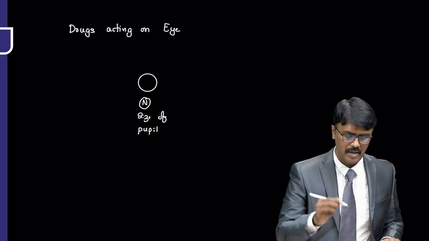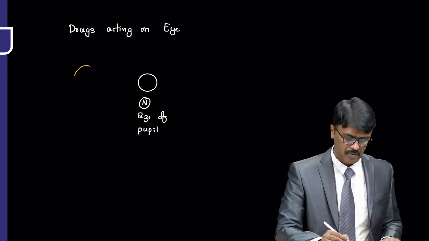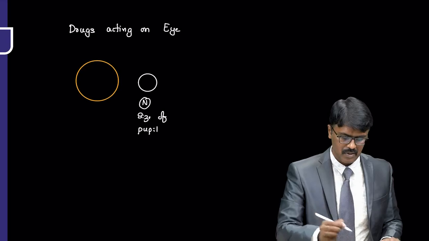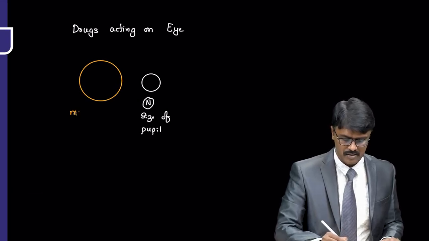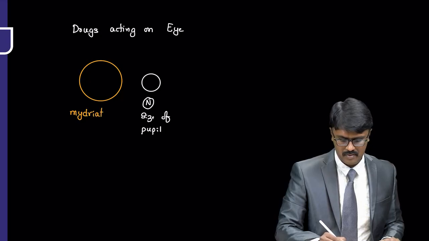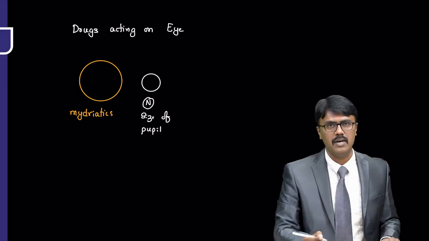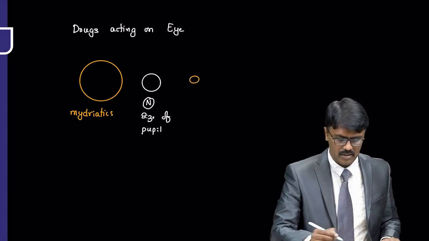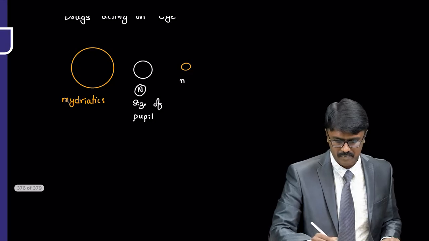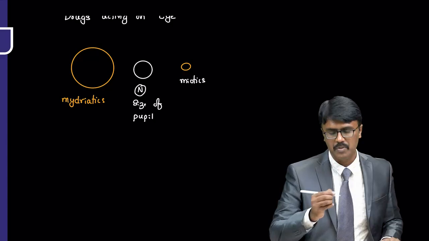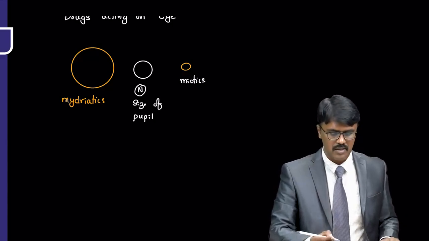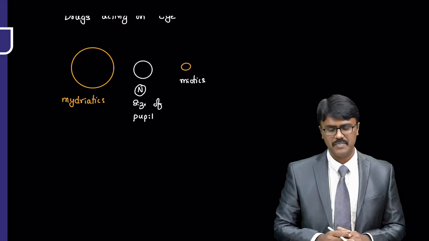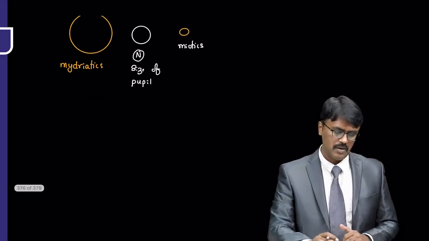Now if the pupillary diameter increases, we call these drugs mydriatics. If the pupillary diameter decreases, we call these drugs myotics. So the drugs which decrease the pupil size, that is pupillary diameter, are called myotics, and those which increase it are called mydriatics.